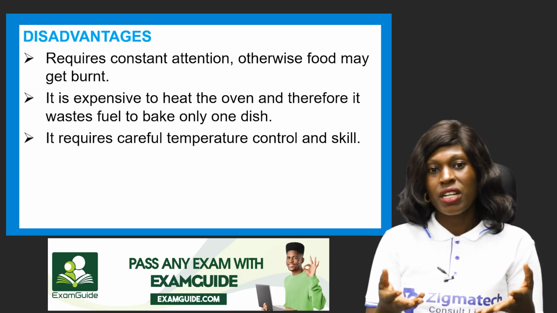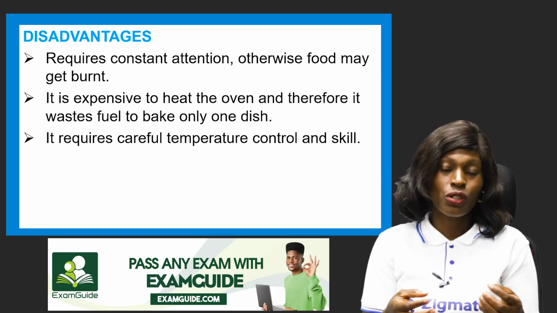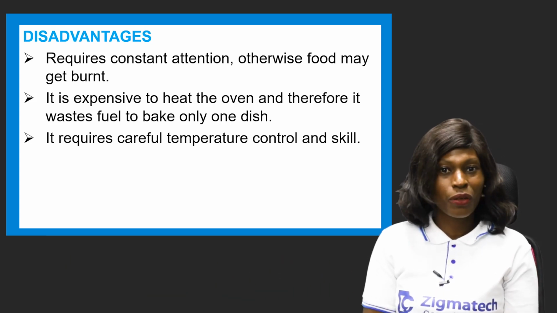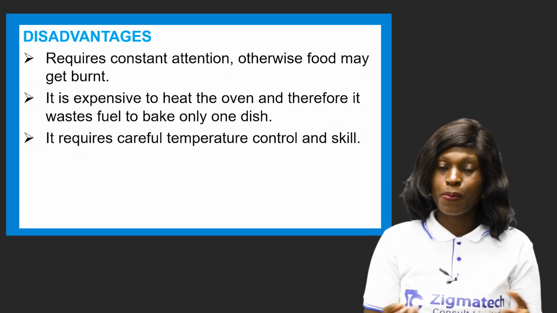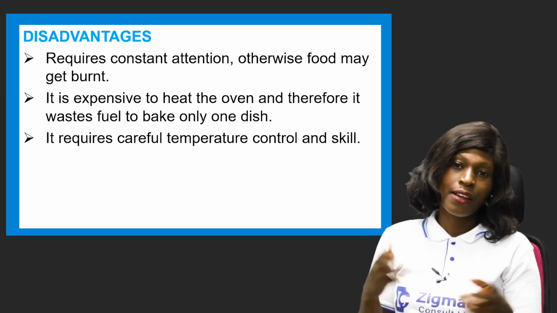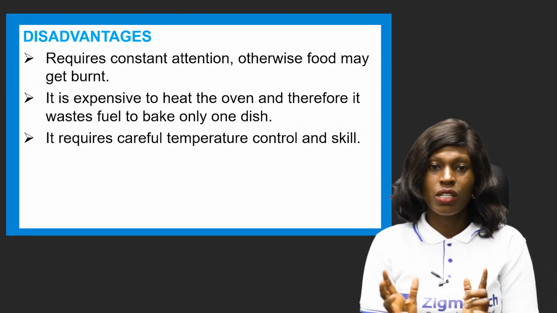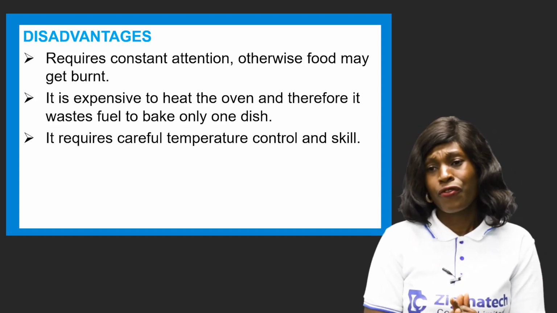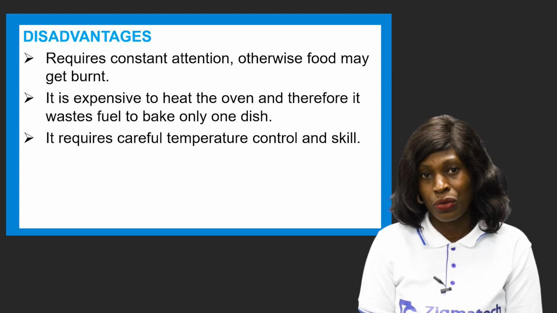So you have to preheat the oven. So that process of preheating, you're doing what? You're wasting fuel. Okay, it's not economical at that point in time. So it's expensive to heat the oven and therefore waste fuel to bake only one dish. Now, another disadvantage is that it requires careful temperature control and skill.